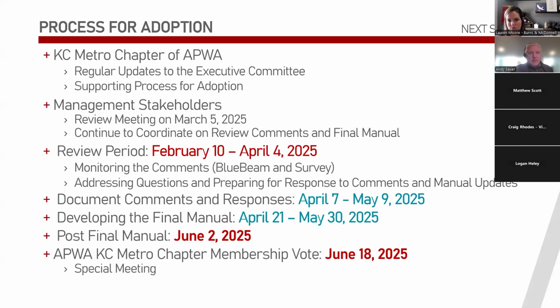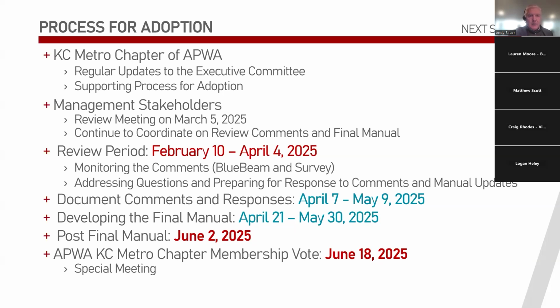Here's kind of a rundown of what we currently see as the final process for adoption, understanding that based on feedback and direction from the management stakeholders and or APWA Kansas City Metro chapter, these dates could change, but this is kind of how we see it right now. I mentioned the review period is where we're going next. In that review period, we are still working with the management stakeholders, which are those 32 communities that we meet with monthly. We have a planned meeting on March 5th with them to talk about some of their initial review comments on this updated manual, this new draft.